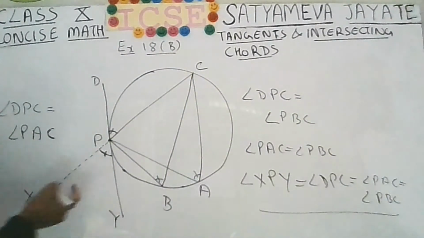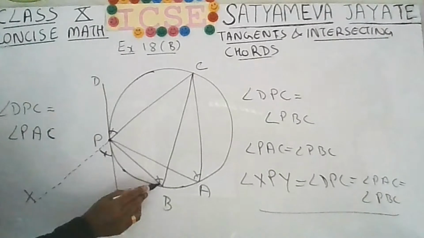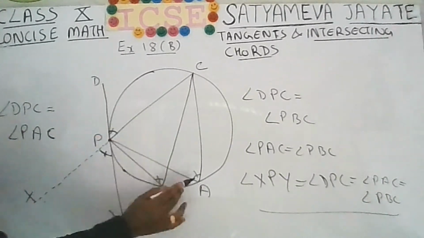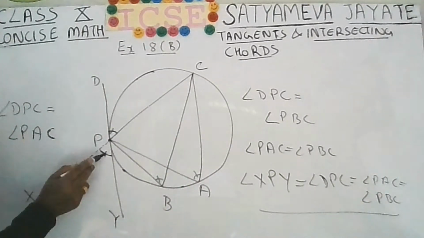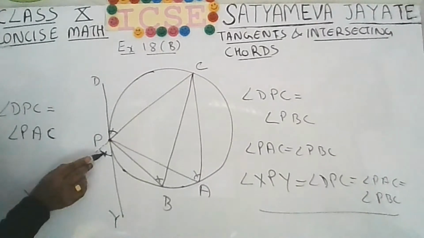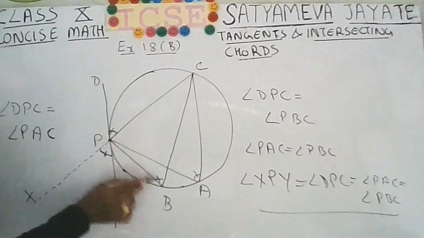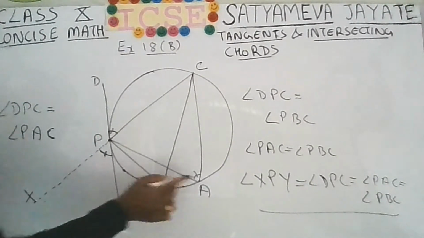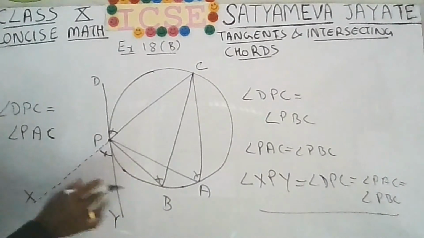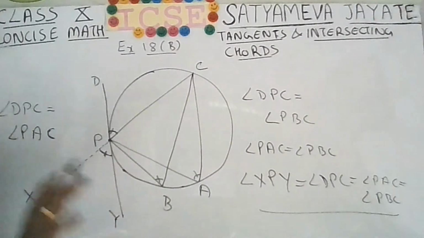Okay, so in fact not only this angle is equal to this angle or this angle is equal to this angle, but vertically opposite angles are also equal. So this angle is equal to this angle is equal to this angle is equal to this angle. It means that, 1, 2, 3, 4, in this case all of these 4 angles will be equal.